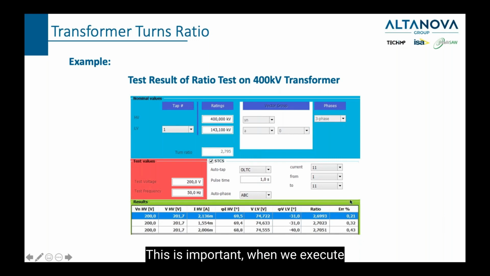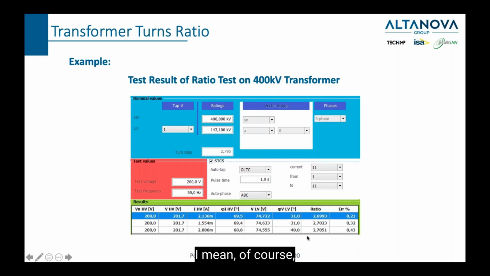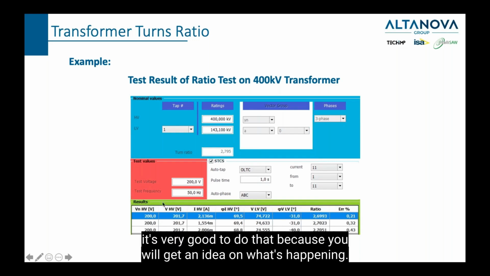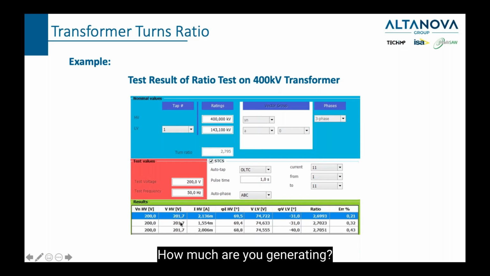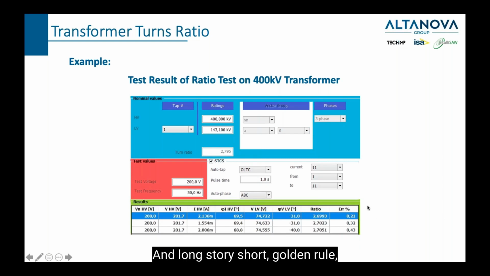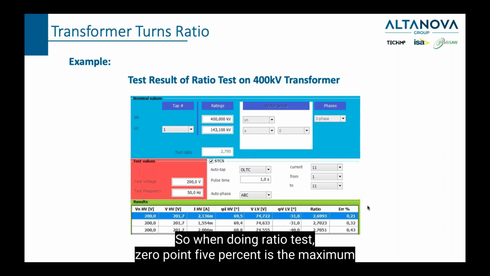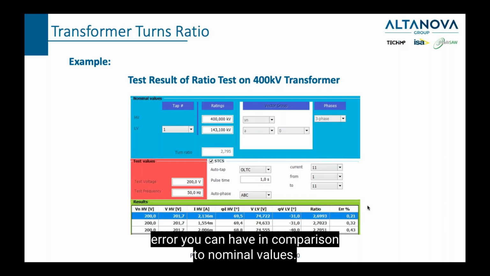This is important. When we execute a test, you effectively don't need to look at any of these numbers. I mean, of course, it's very good to do that because you will get an idea what's happening, how much are you generating, how much are you measuring. You will see the ratio, but effectively the last row, the last column is what you're looking for. And long story short, golden rule, the number needs to be less than 0.5%. So when doing a ratio test, 0.5% is the maximum error you can have in comparison to nominal values.